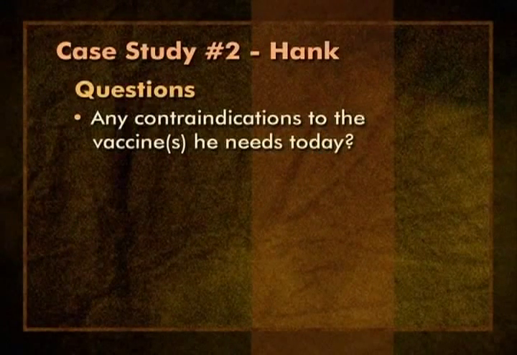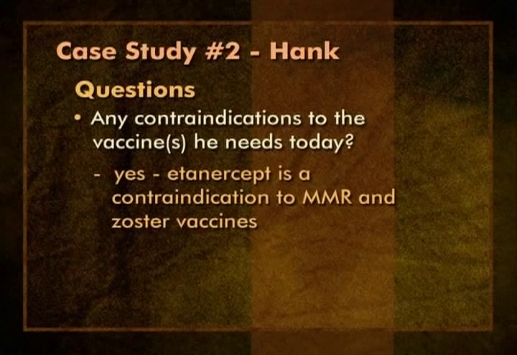Here is a second question about Hank. Are there any contraindications for the vaccines he needs today? Yes, the etanercept Hank is receiving for his psoriatic arthritis is a contraindication to MMR and zoster vaccines. Etanercept may be immunosuppressive. The ACIP recommends that until additional information becomes available, etanercept should be treated like high-dose steroids where live virus vaccines are concerned. Therefore, MMR and zoster vaccine cannot be given to Hank now.